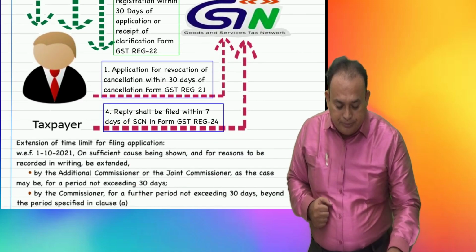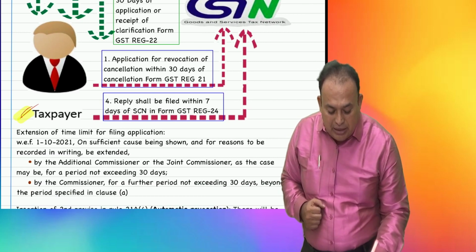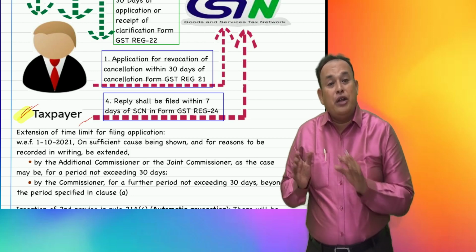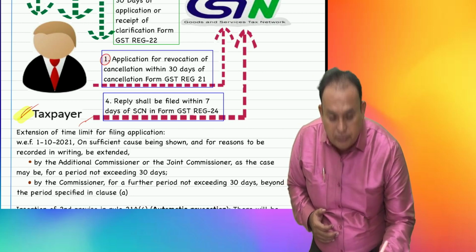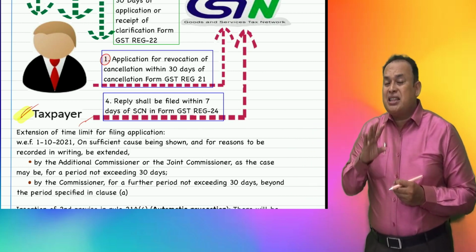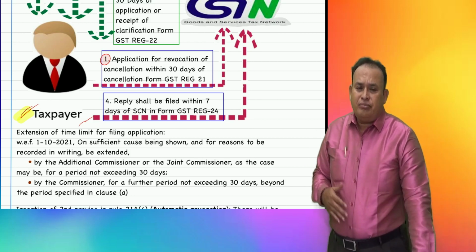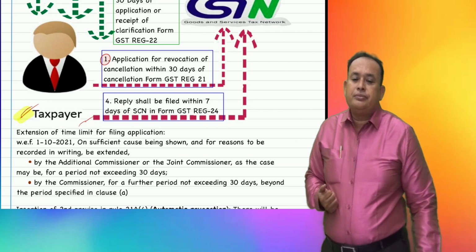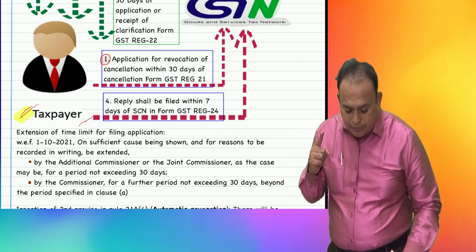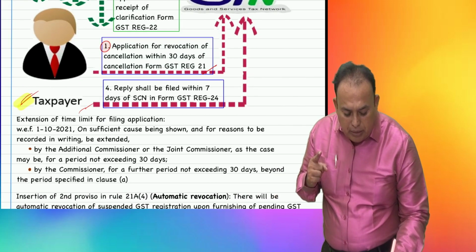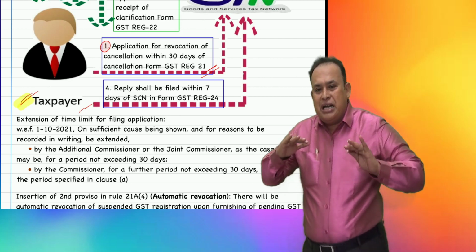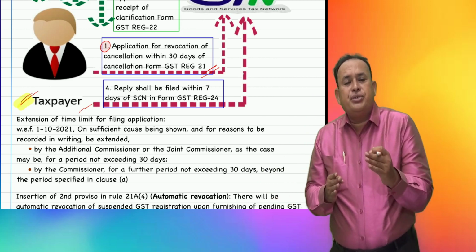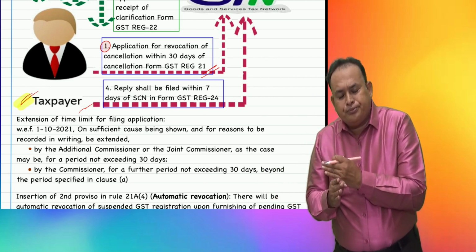What procedure? Look here. A taxpayer whose registration has been cancelled should apply for revocation of cancellation. Step 1: application for revocation of cancellation within 30 days of cancellation of registration, in the form GST REG 21. But one thing is very clear. The law of the land says that when you apply in form GST REG 21, you must ensure that whatever reason your registration was earlier cancelled for, such as non-filing of returns or non-payment of tax, you have to file the returns and pay the tax.